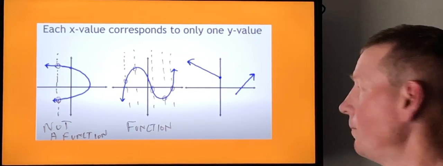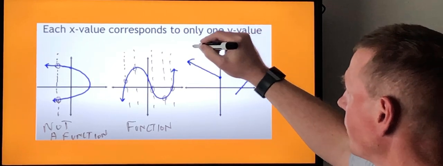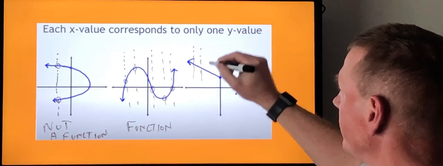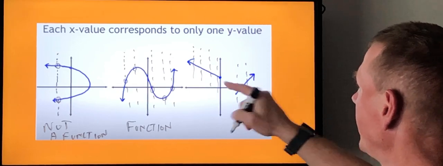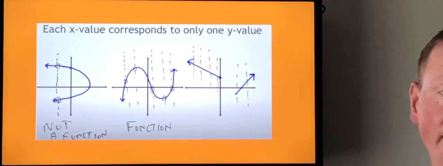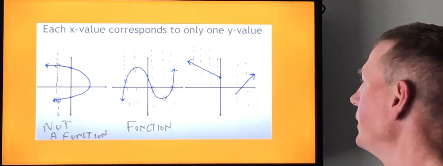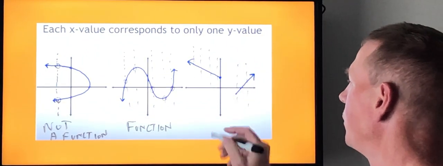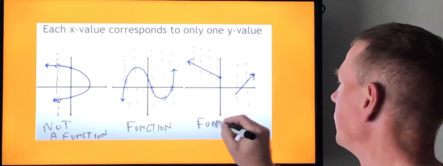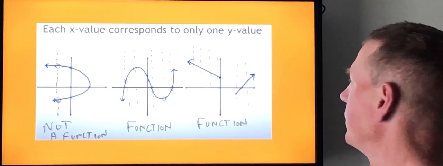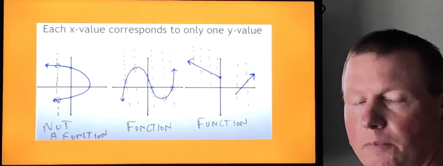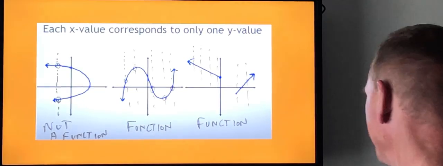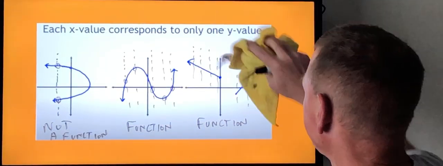Let's do one more. If I draw my vertical lines through here, even though there is a break in the action there, my vertical lines are still only passing through one point, so this also would be considered a function. So that's utilizing the vertical line test to determine if the graph is a function.